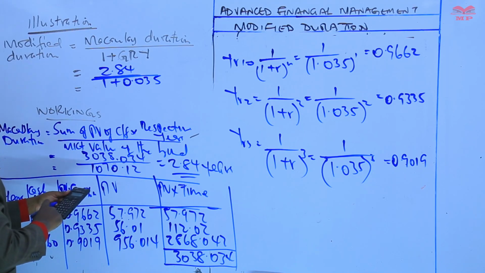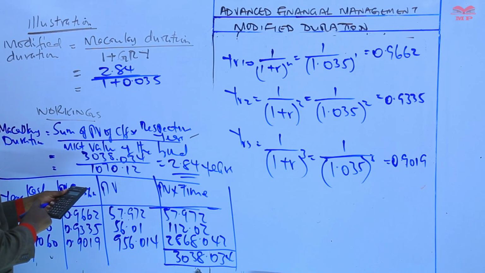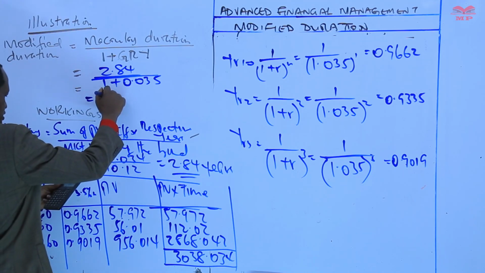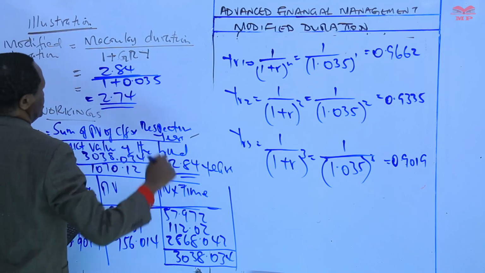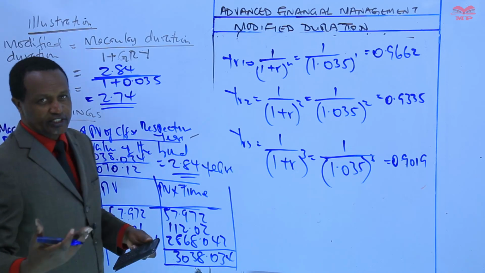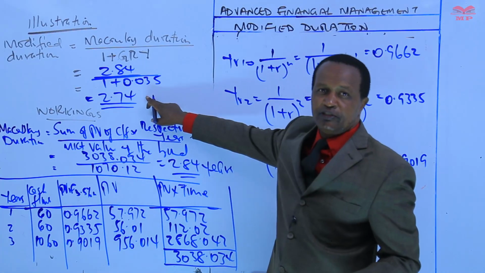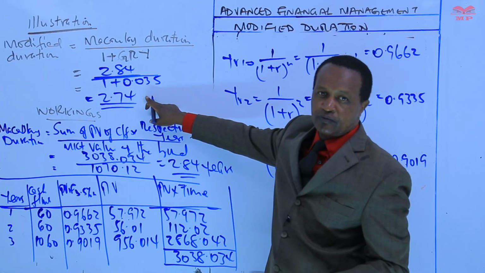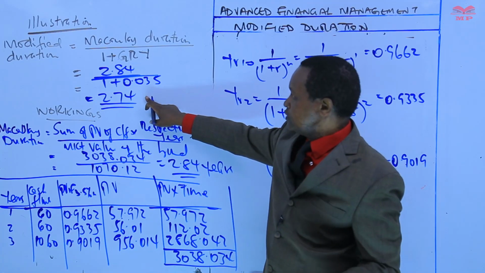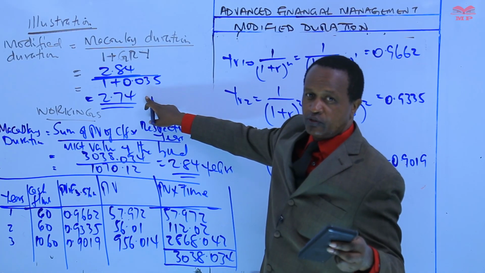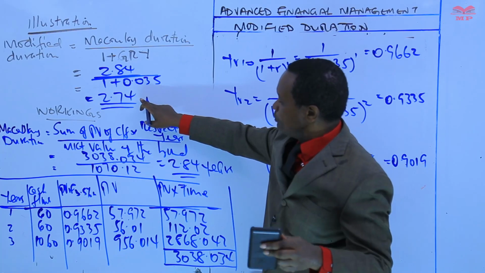So the answer here would be 2.84 divided by 1.035. This is equal to 2.74. 2.74 is the modified duration. The modified duration is 2.74.